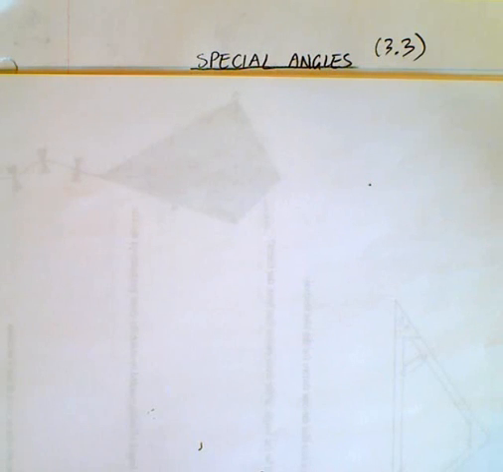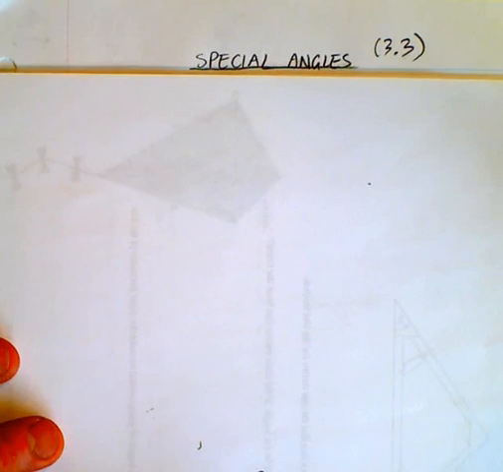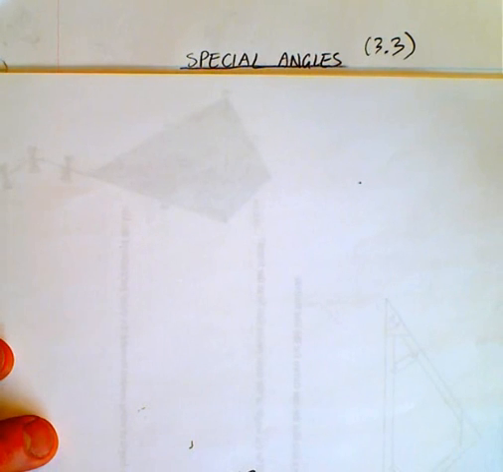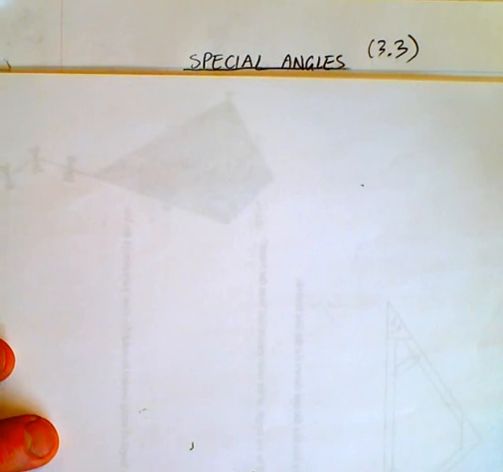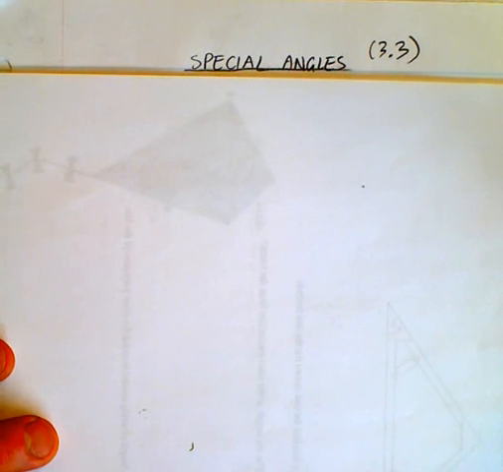Here we go, section 3.3 on special angles. Special angles are ones that occur most frequently, obviously. Not obviously, but they occur probably the most frequently, and they are required of us to find exact values. Since we often round off decimals, they're not exact values. With these special angles, we want and require exact values, okay?